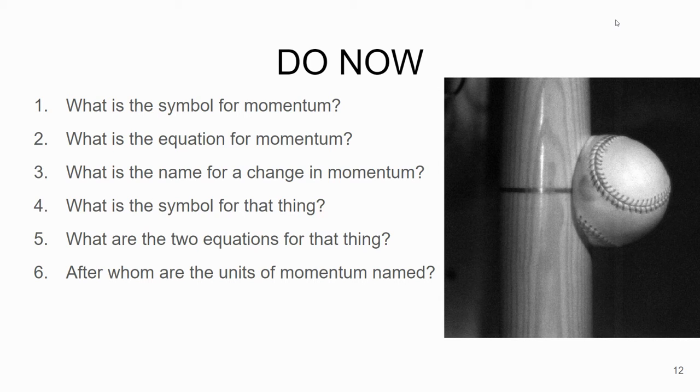What is the equation for momentum? P equals mv. So, that is our basic definition of what momentum is. Think of that first when you think of momentum. P equals mv.